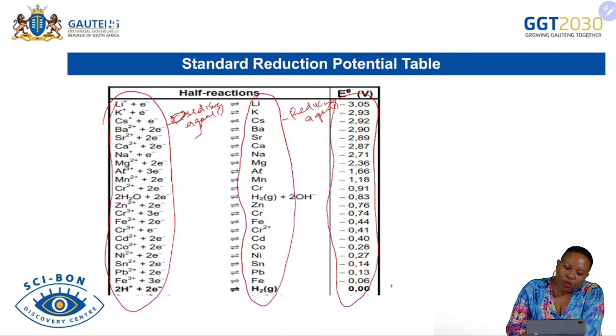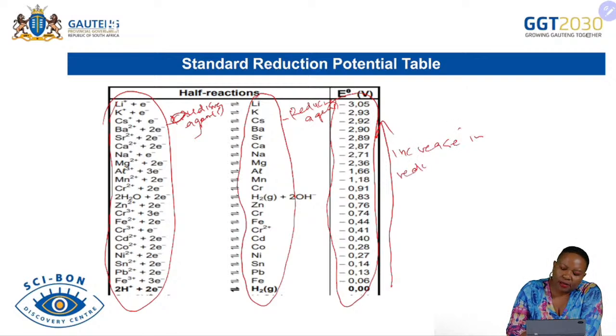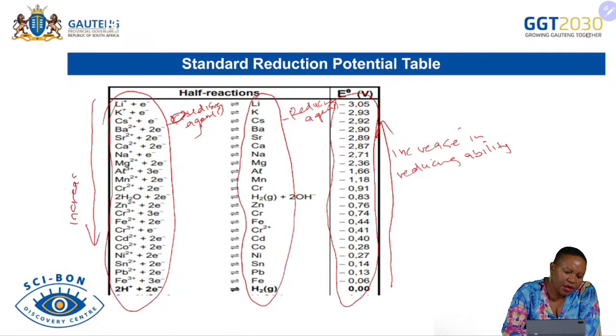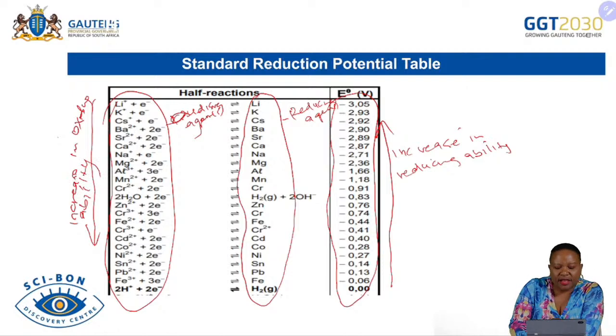When you look at your table, when you go up like this, it is written increase in reducing strength, or increase in reducing ability. And this one, with an arrow going down, says increase in oxidizing ability. Now let me take the first example, which is my lithium half cell, this one.